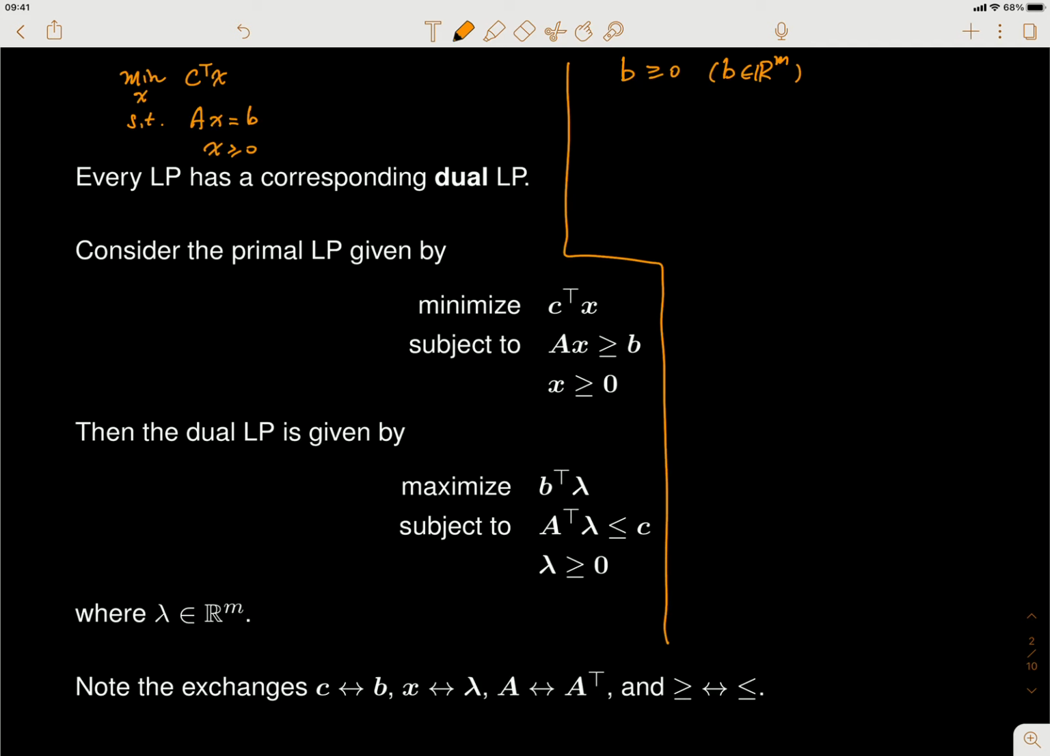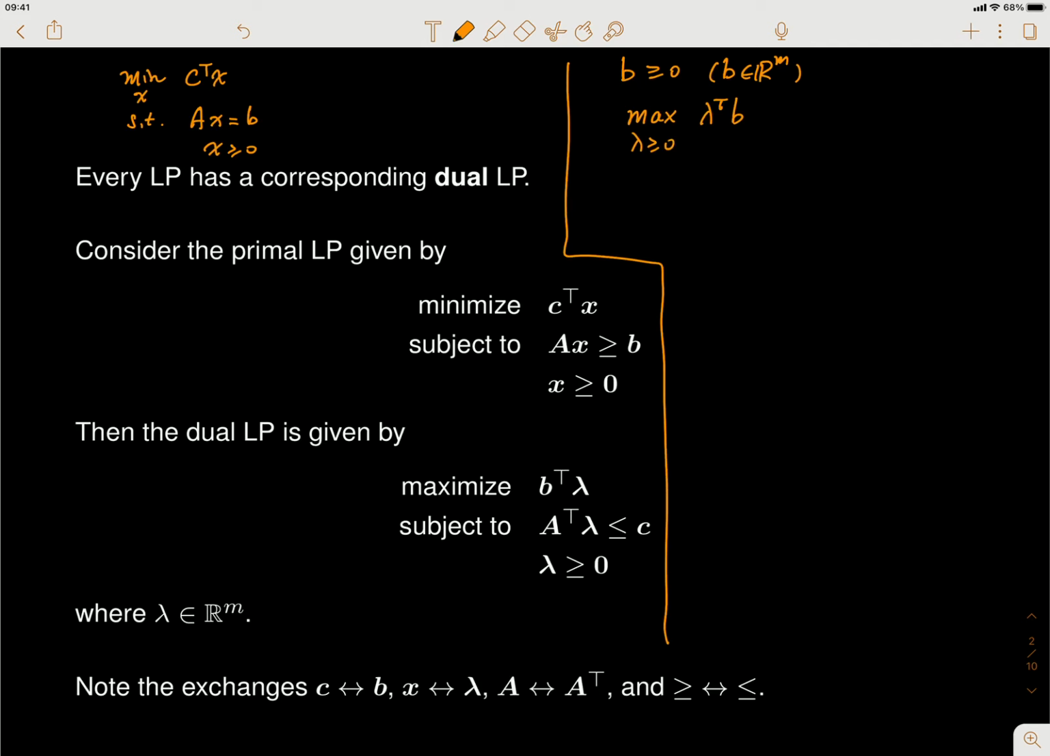Now we'll consider this problem. I'm going to maximize lambda transpose times b, which is just the inner product of lambda and b. Both lambda and b are m-dimensional vectors. And I'm having the constraint here. So let me write it in this way.